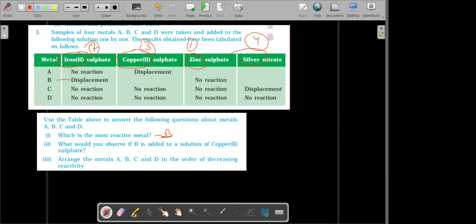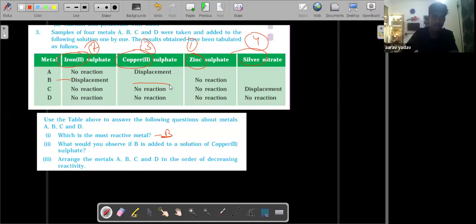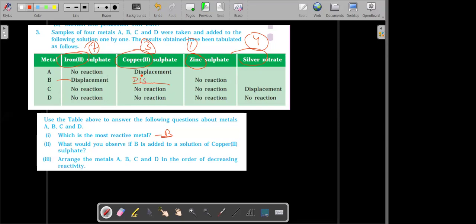What should we write here? Should there be a displacement reaction or no reaction? Sir, there will be a displacement reaction, as copper is less reactive than iron. Since B is causing a displacement reaction with iron, it will also cause a displacement of copper.